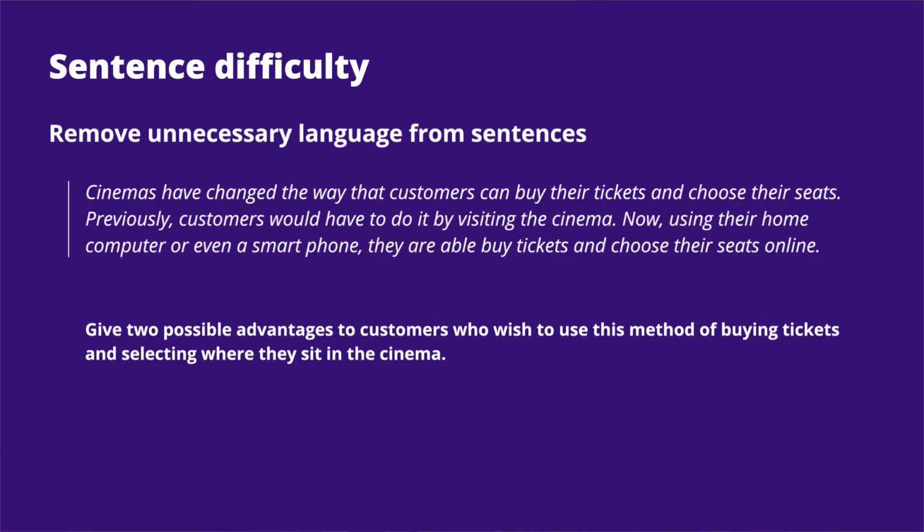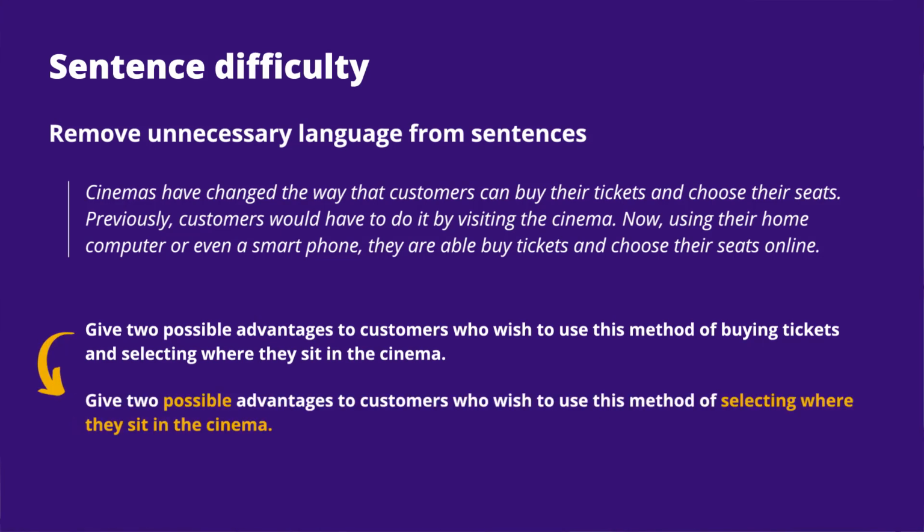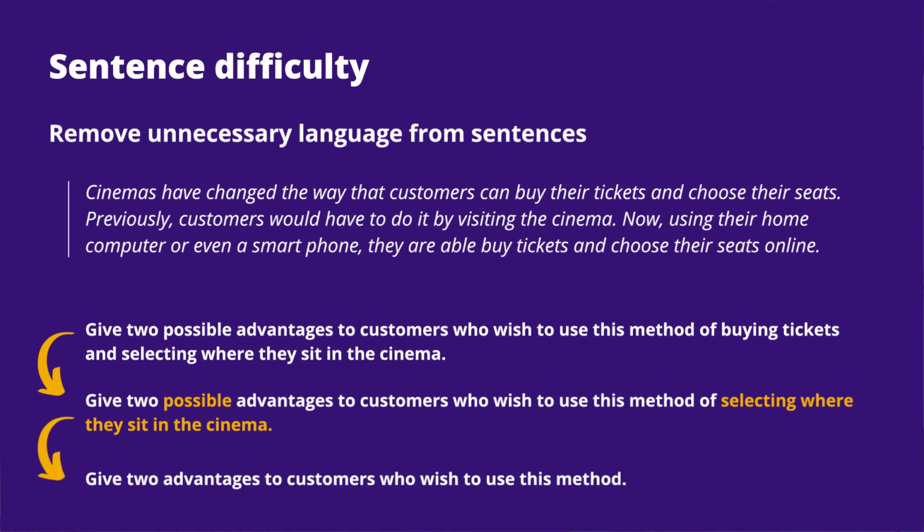Given what we were talking about in the earlier video about working memory demands, we're always mindful about the amount of text we give students in our questions. Here is an example question where the text can be safely reduced. So for example, here possible and selecting where they sit in the cinema are somewhat superfluous. The question can be safely shortened to: give 2 advantages to customers who wish to use this method.